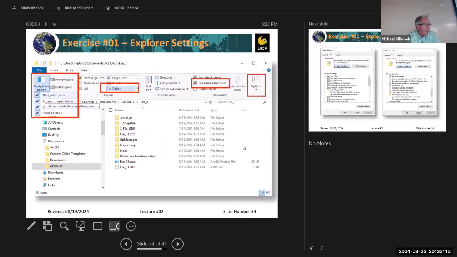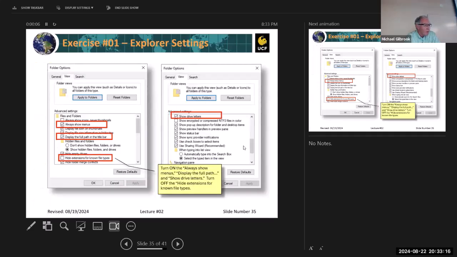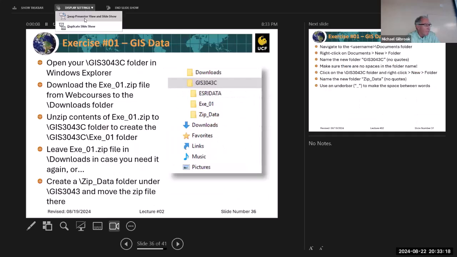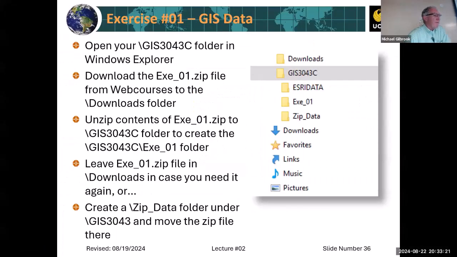The next thing we want to do is create a folder where you're going to put all your class data. So we're going to have you go to your documents folder, and then in there we're going to have you create a GIS3043C folder. Now it's very important when you do that, it must have no spaces in the name. Those of you that have Macs, you probably have folders with all sorts of names, like this is my folder for class. Don't do that.